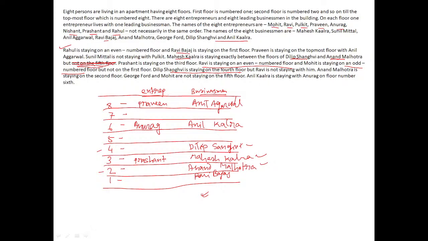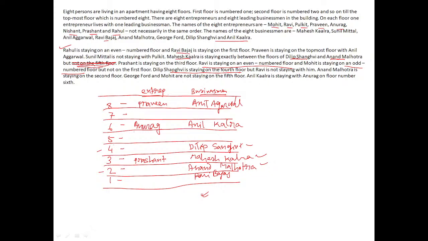You have to understand that whenever it says Ravi is not staying with him, that means there are two possible cases in which one possibility is cut down. Okay, and maybe it follows here as well. Dilip Sanghvi is staying on the 4th floor. Ravi is not staying with him. So here is Dilip Sanghvi. Here can't be Ravi, and this is the 4th floor.